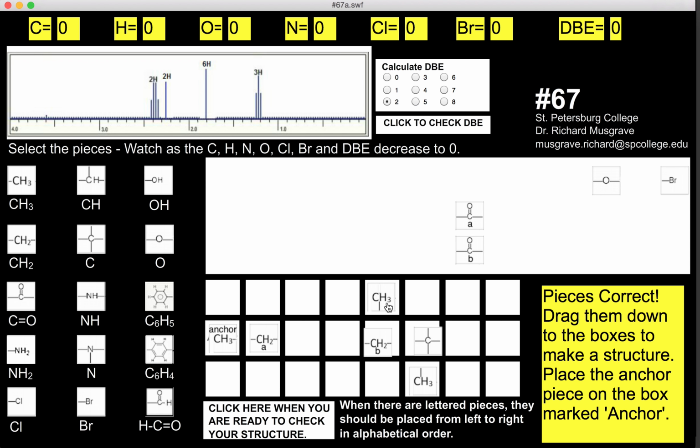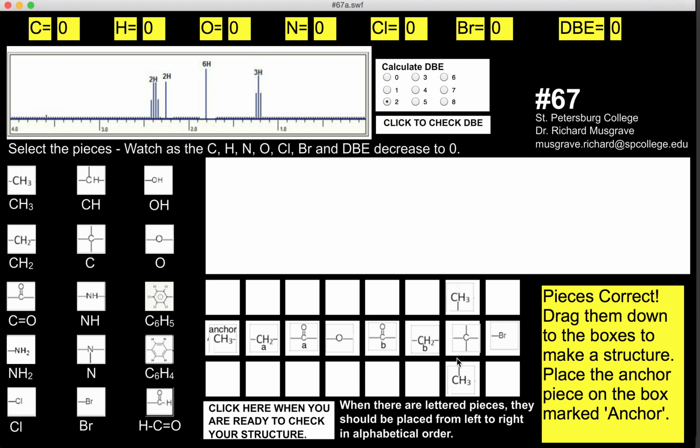Now we do have some other things to take care of here as well. The C double bond O's. I'm going to move these over a bit. And the O and the Br. Alright, so this is actually the arrangement that we're going to use for the final structure.